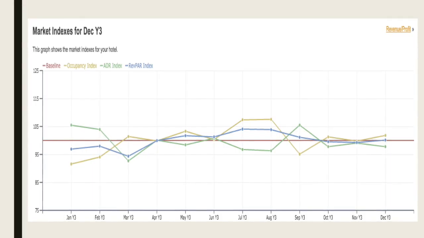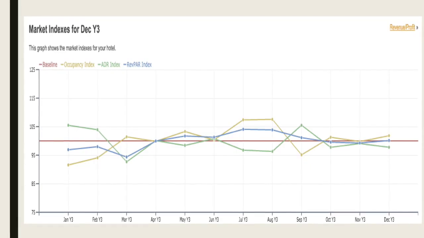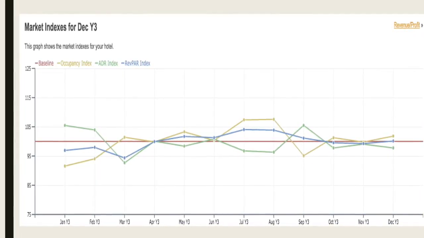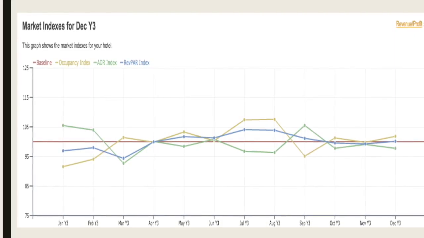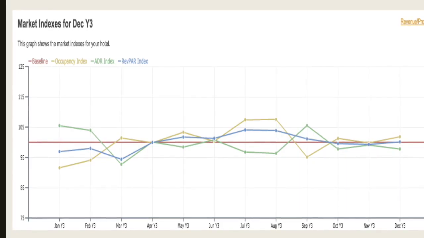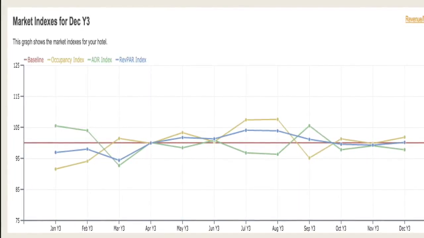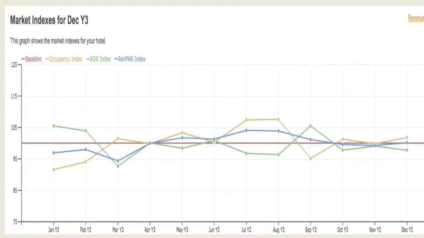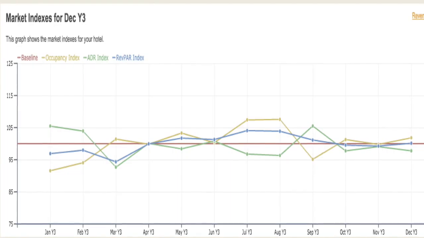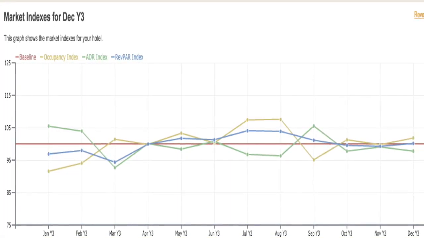Our ADR index at the start of this year was higher than the baseline, but after we made an agreement about the room rate, our ADR index sharply decreased to below 95% in March. In April, it came back to the baseline, and after that, it shows a fluctuating trend.